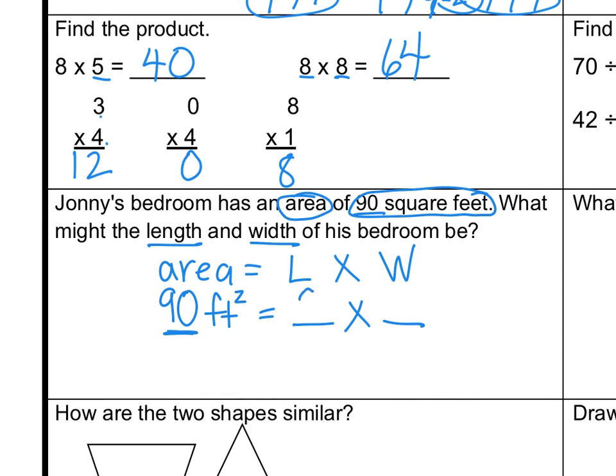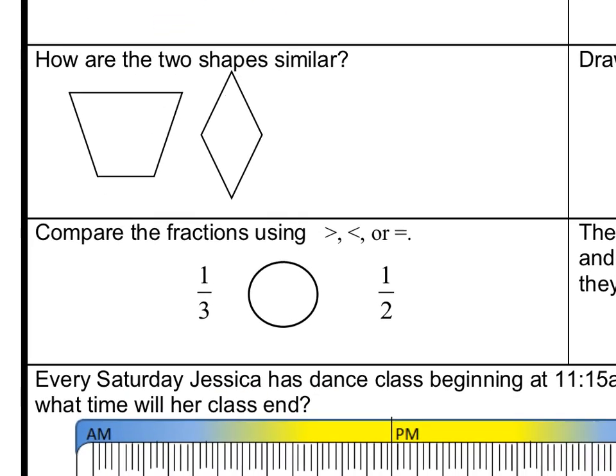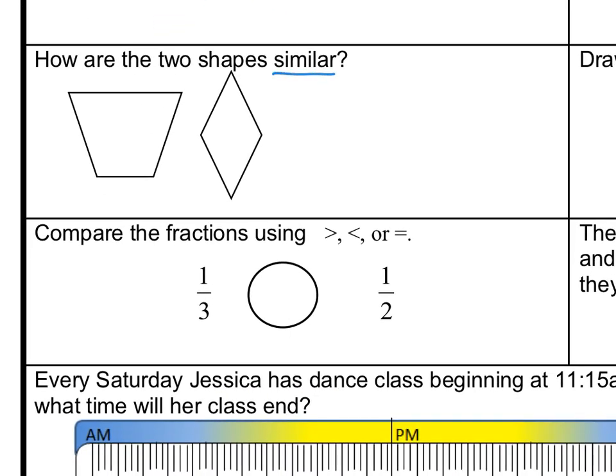How about 9 times 10? Would that work? Yes, it would. That's one possible answer. All right, how are the 2 shapes similar? Think similar, same. They both start with an S. Let's count the sides. 1, 2, 3, 4. 1, 2, 3, 4. Okay, so they both are quadrilaterals.